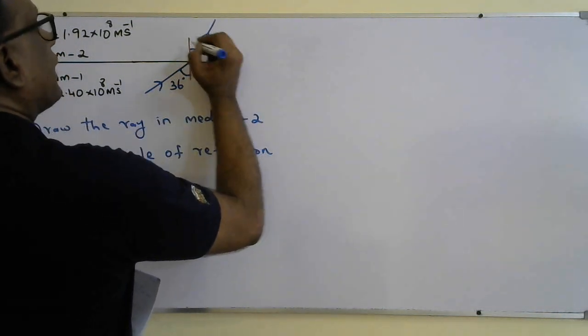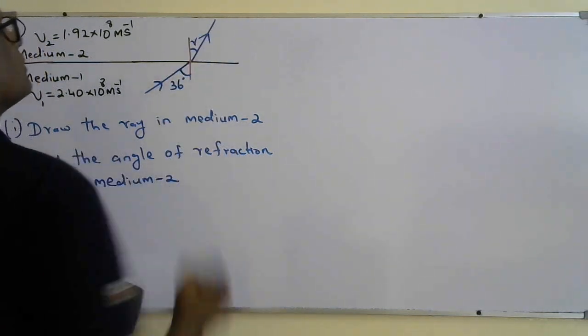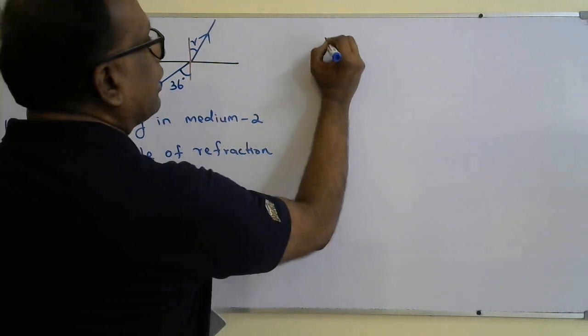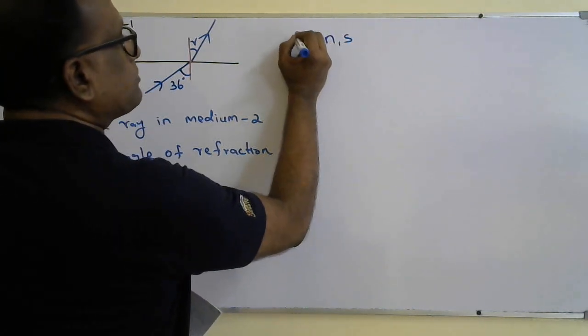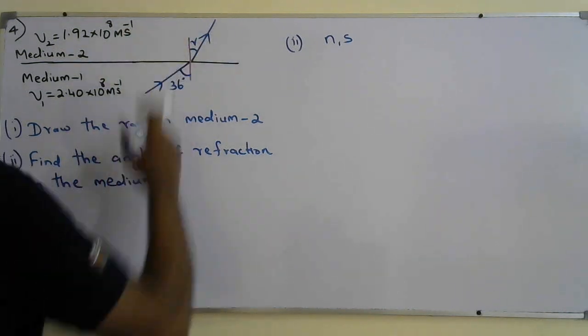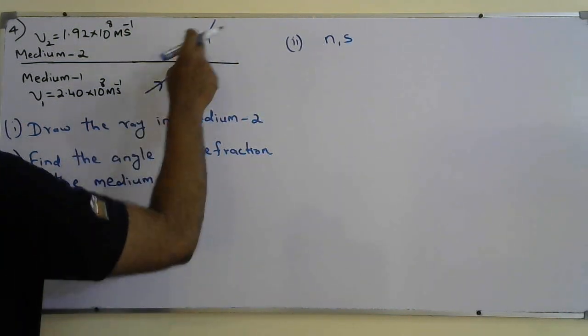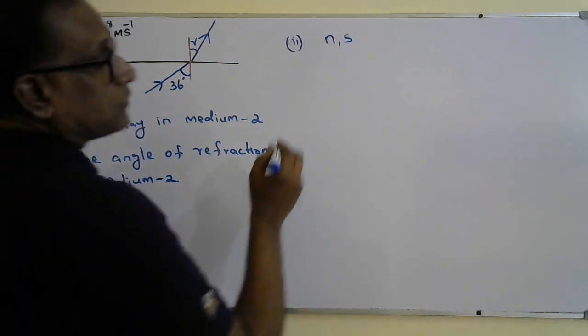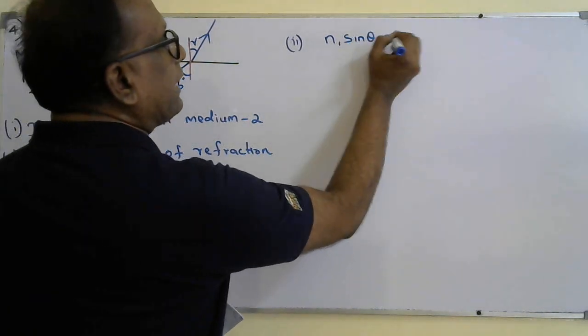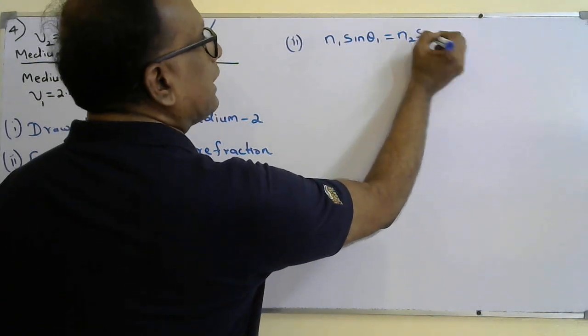So this is going to be the angle of refraction, r. That's the second part they asked us to find. So the first part is completed; I drew the diagram, and the ray will move towards the normal. For the second part, I need to find the angle of refraction in medium 2, the second medium. I can use Snell's law: n1 sine theta 1 equals n2 sine theta 2.